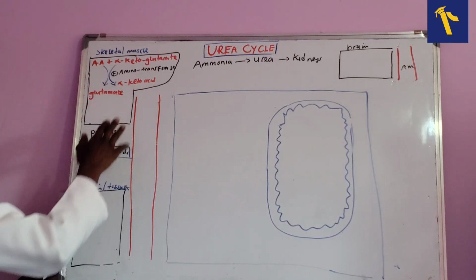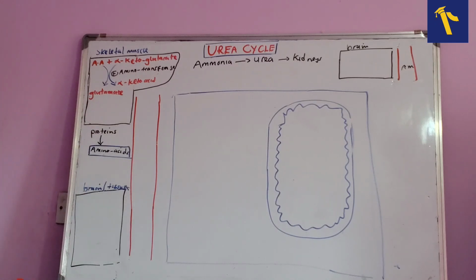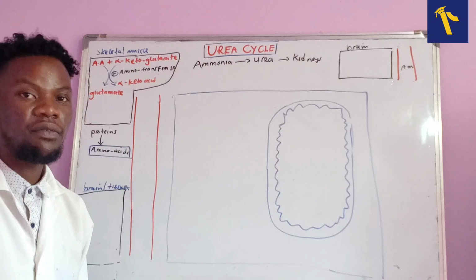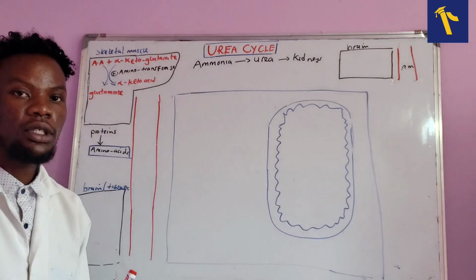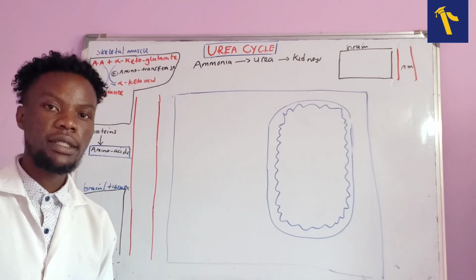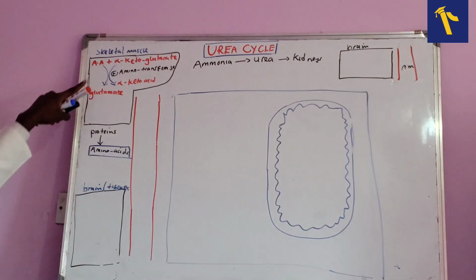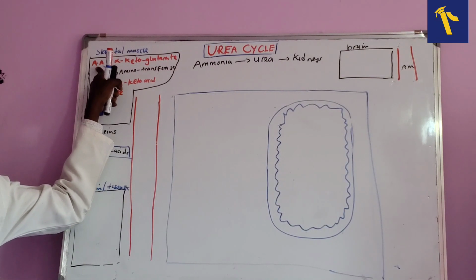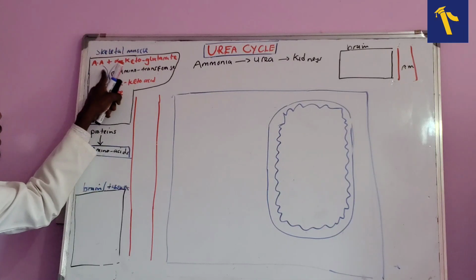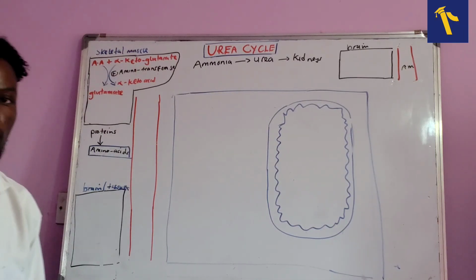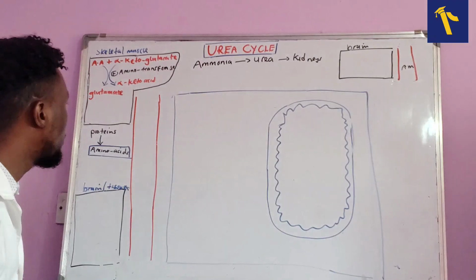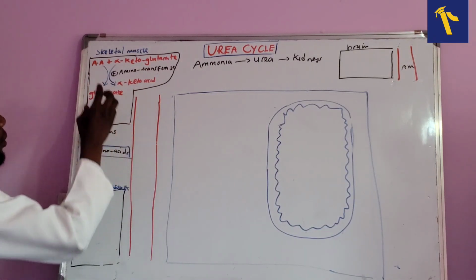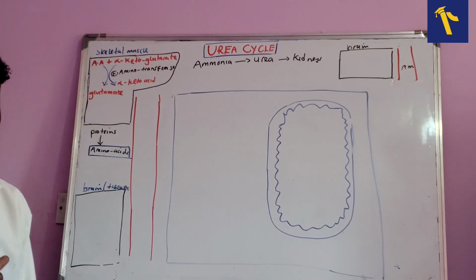Okay, so we can have different examples of aminotransferase. We can have alanine aminotransferase, we can have aspartate aminotransferase, according to the type of amino acid that is there. So let's say we had a good example of an amino acid, like aspartate, combining with alpha ketoglutarate, and the enzyme we're going to use is aspartate aminotransferase. So it will depend on the amino acid that is there.